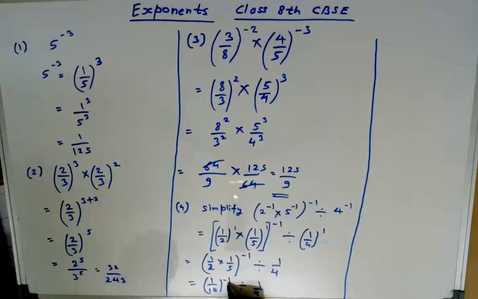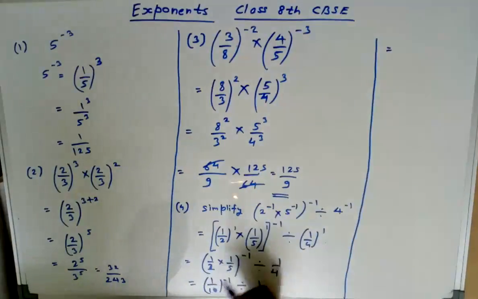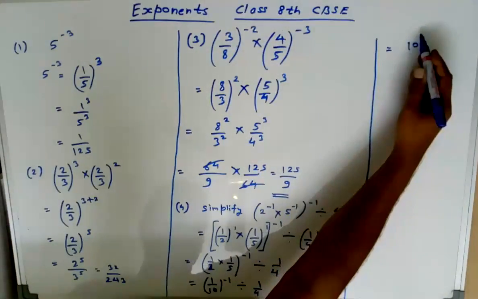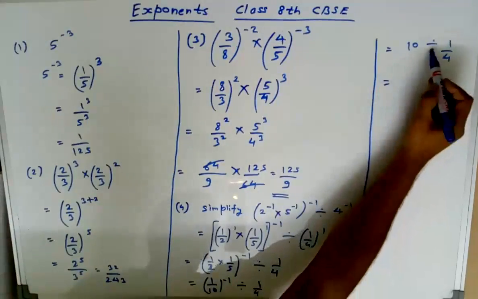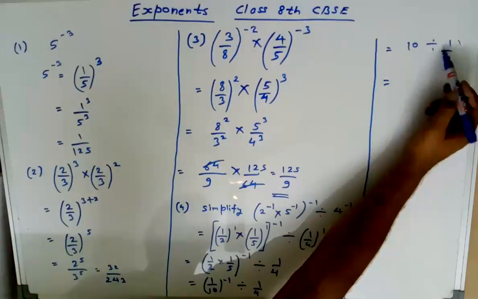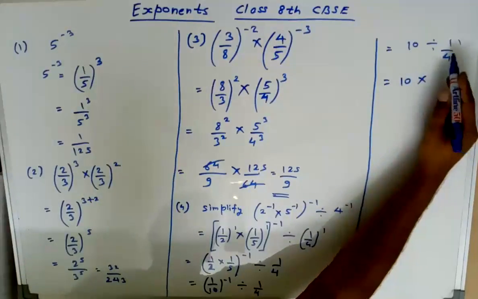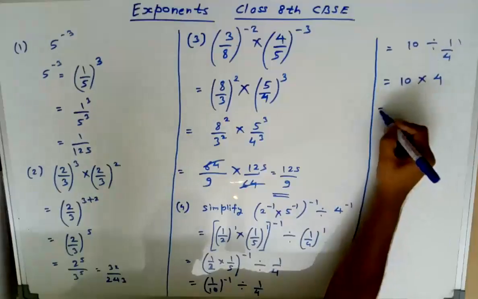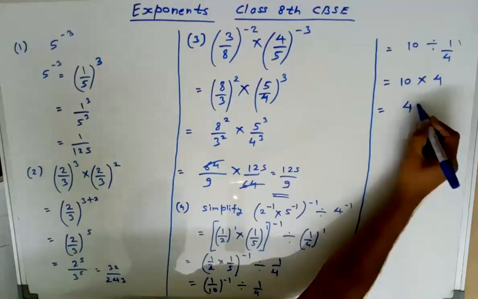So here the power is minus 1. In order to make its power positive, we will write the inverse of this number. So it will be 10 raised to the power 1 divided by 1 by 4. Now in order to convert this divide sign into multiply, we will have to take the inverse of this number. So it will become 10 multiplied by the inverse of this number, that is 4. So the answer is 40.